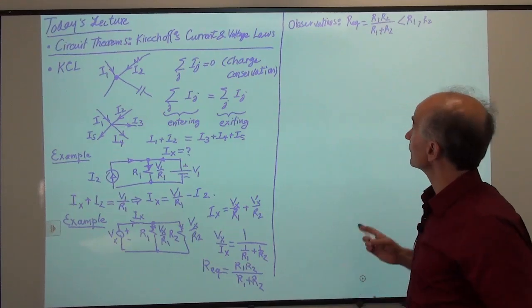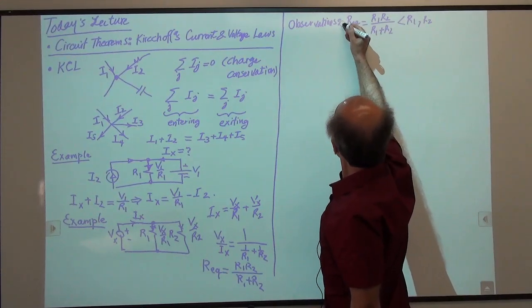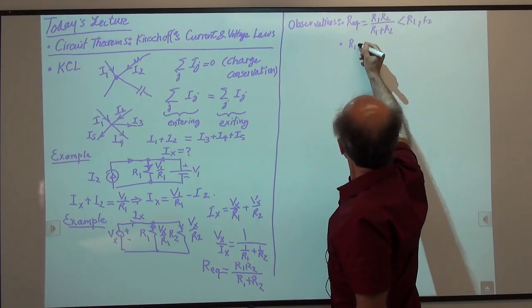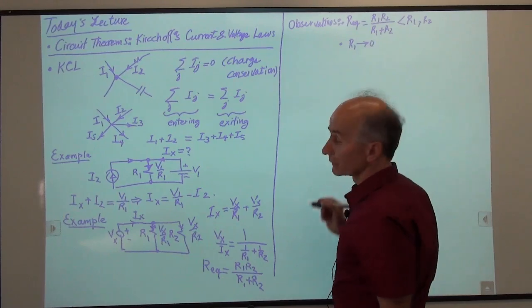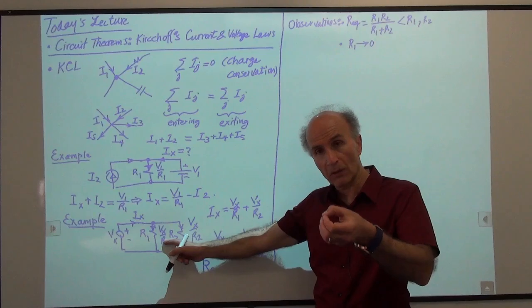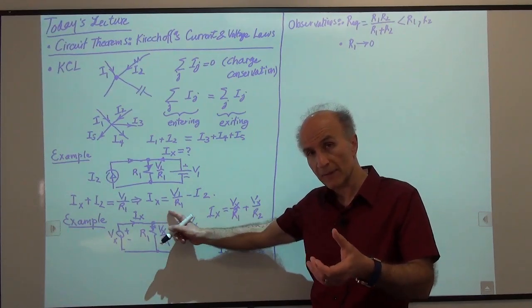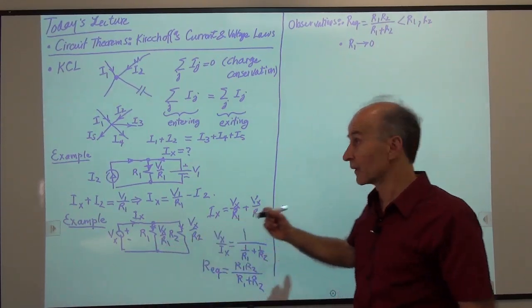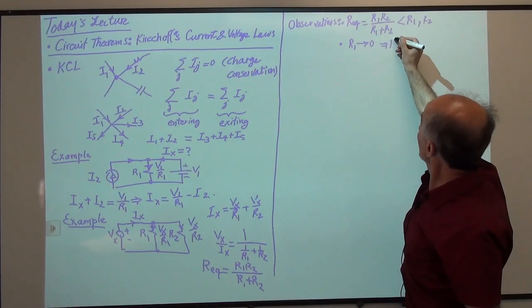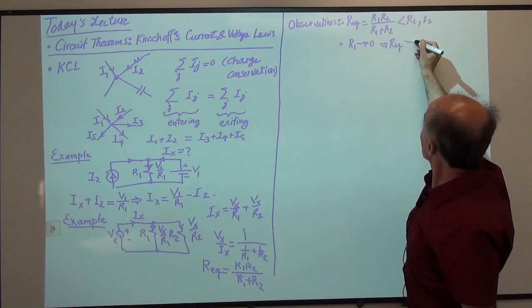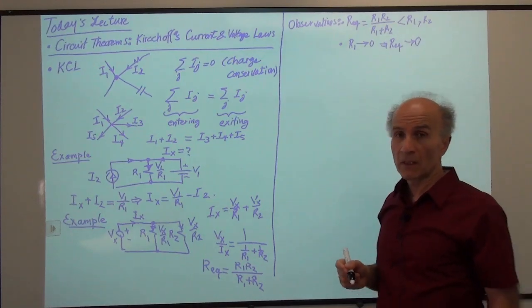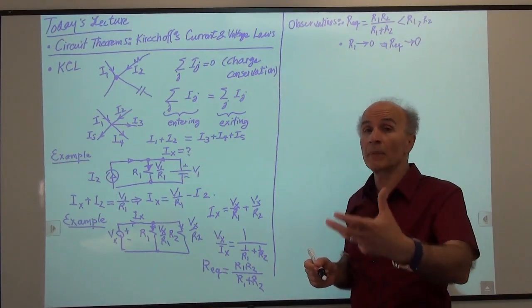Okay, the next observation to make is if R1, for example, goes to 0, so we have two resistors in parallel and one of them becomes smaller and smaller. What happens? The net result also goes towards 0, as you can see that they are multiplied here. So that means that the parallel combination also goes towards 0. In other words, the smaller resistor dominates the situation.